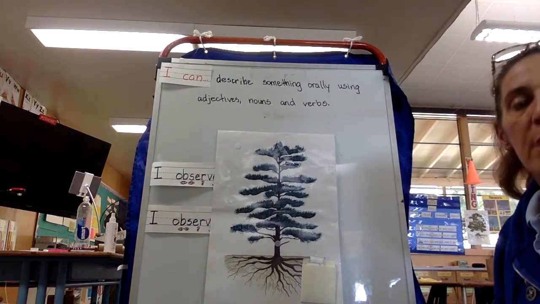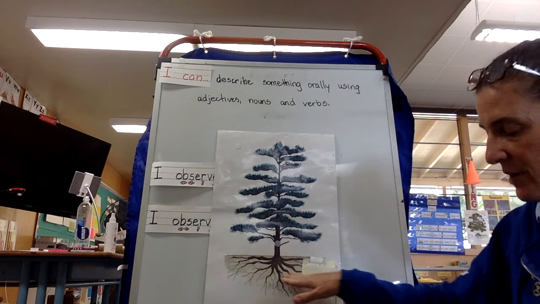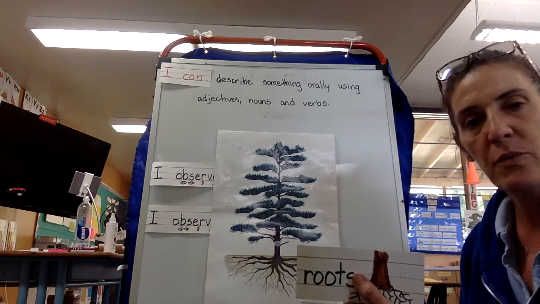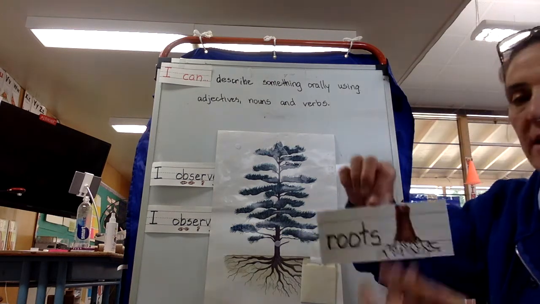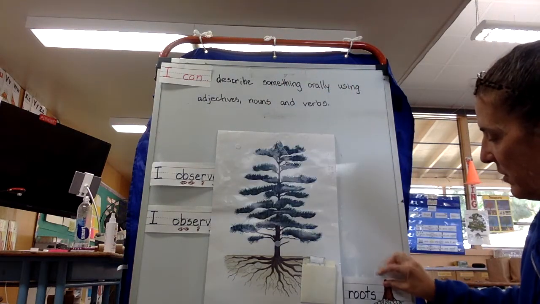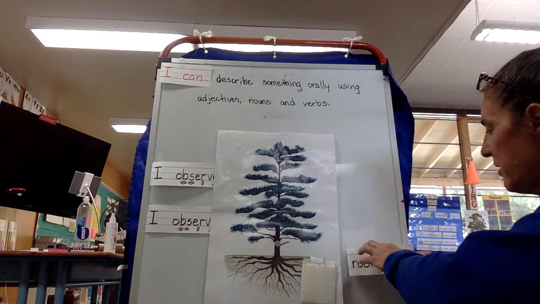Let's look at these different parts we see on the tree. Does anyone remember what the name of this part down here is? Those are called the roots. Everyone say roots. Those are the roots of the tree. They're down under the ground and they drink up the water and nutrients.